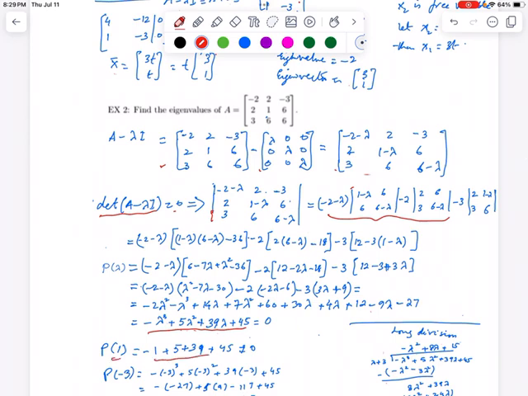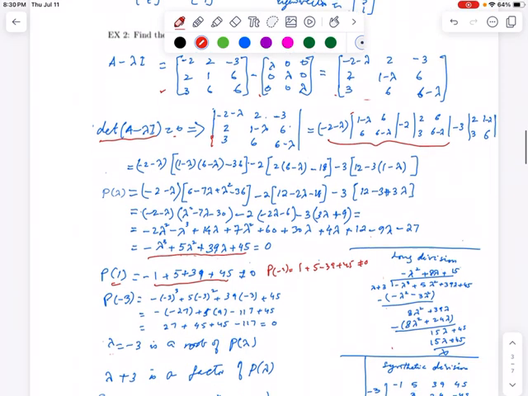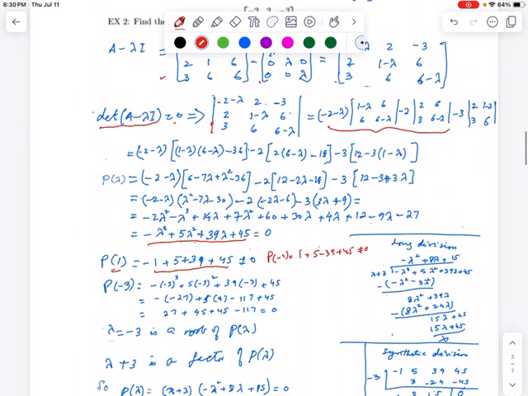which is not 0. Then I can try -1. So -1 will give me 1 plus 5, -39 plus 45. So this is also not 0. We can try 2, but I just thought maybe let me try -3, and I found that -3 did give me a 0 in the end.